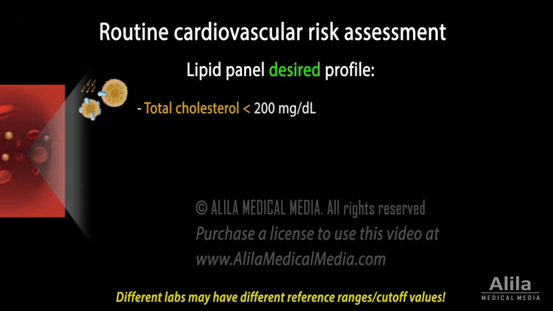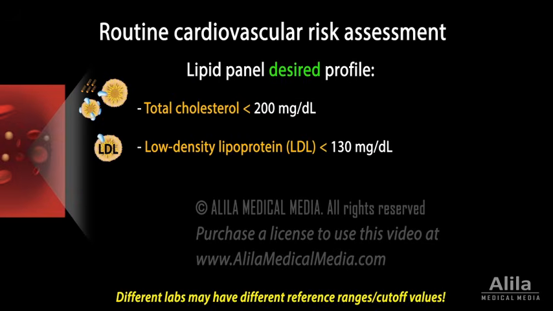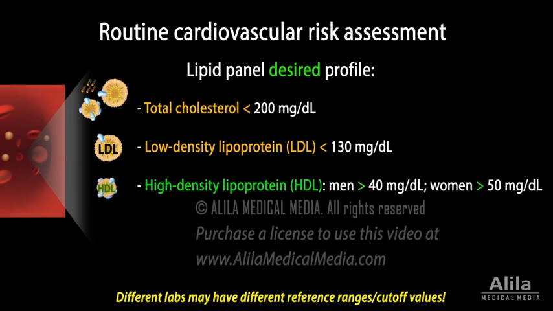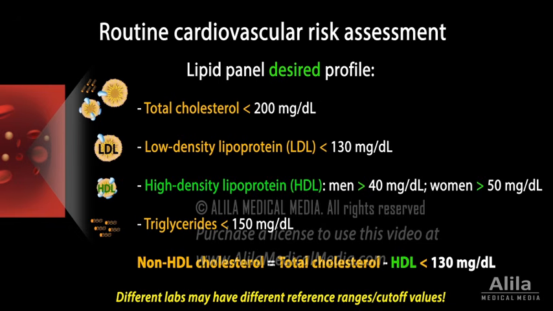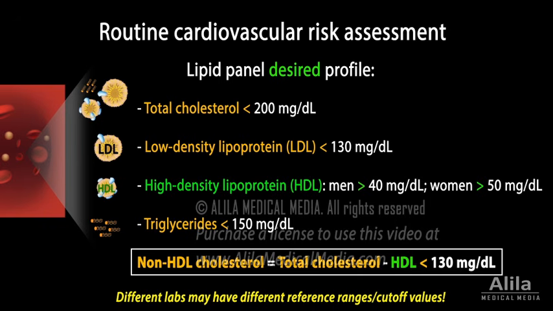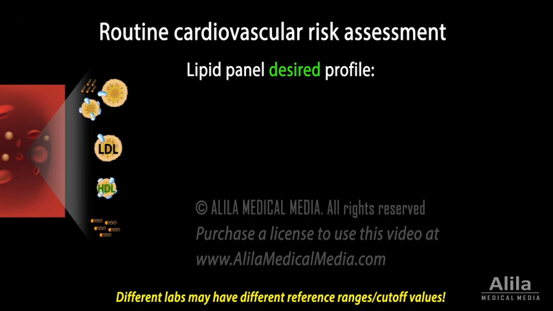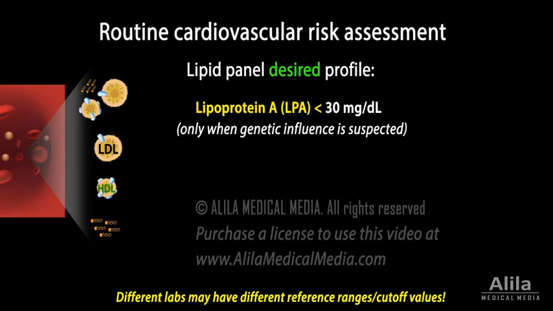A lipid panel measures total cholesterol, low-density lipoprotein, LDL, high-density lipoprotein, HDL, and triglycerides. A healthy profile is when HDL is high and all others are low. A non-HDL cholesterol value can be calculated as total cholesterol minus HDL and represents a better marker of risk than individual cholesterol measurements. When genetic influence is suspected, another lipid component called lipoprotein A, LPA, is also measured.